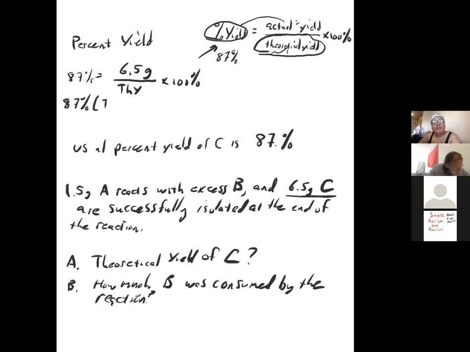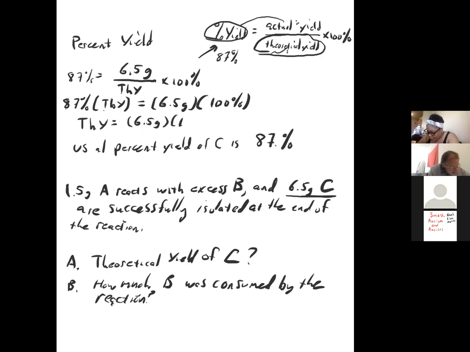by the theoretical yield, and that's going to give you 6.5 grams. I'm putting parentheses in here just so you can see what we got, right? So I multiplied both sides by theoretical yield. By multiplying the right side by theoretical yield, you cancel it. Then we want to isolate the theoretical yield, so you divide both sides by 87%. So that'll give you theoretical yield is 6.5 grams times 100% divided by 87%. Okay? So let's see what you get.